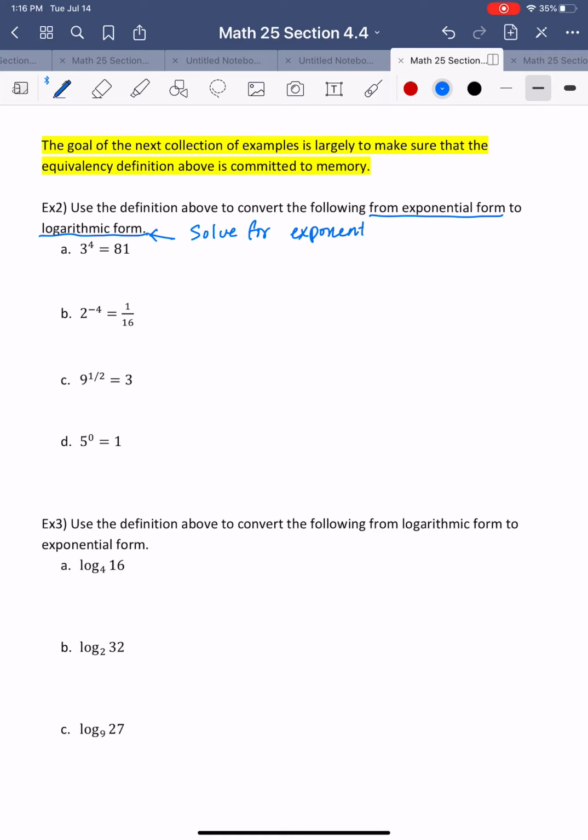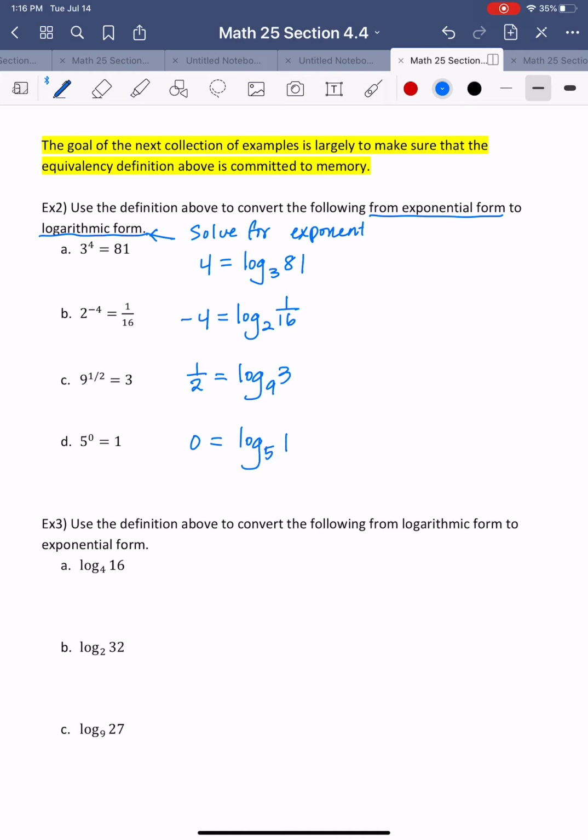So the exponent is 4. That means we need to put the log because of the 4 from the exponent. And then the base is 3, from 3 to the 4th power equals 81. The second one, same thing, the exponent is negative 4: log base 2 of 1 over 16. Exponent 1 over 2: log base 9 of 3. Exponent is 0: log base 5 of 1.